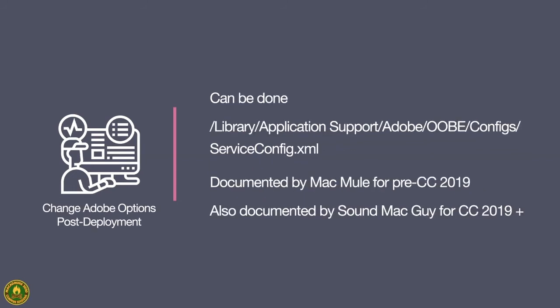Right, so when building your packages, you can make a number of changes to the options for end users. These include things like allowing file sync or disabling it, as well as locking self-service, the CCDA, out for end users performing their own app installs and updates. Whichever way you go with that, if you later decide that you change your mind and want to change those options, you can actually modify the server config XML that lives at the path shown. Both Ben Toms, aka Mac Mule, and Neil Martin, aka Sound Mac Guy, cover this in blog posts that I'll add to the link dump.